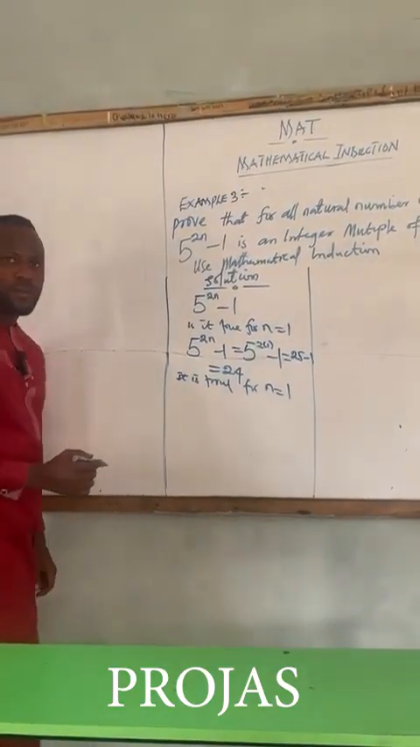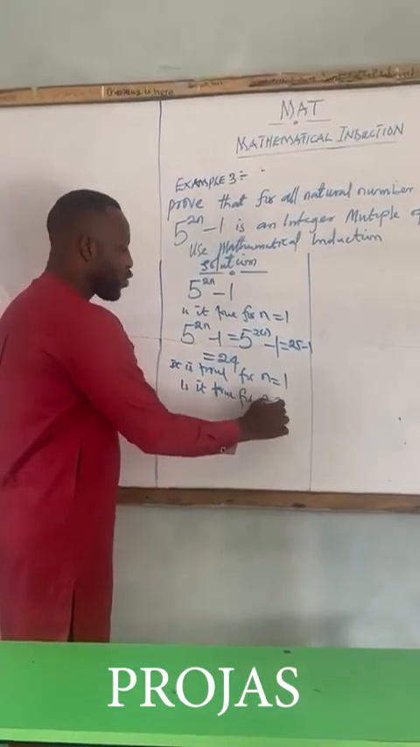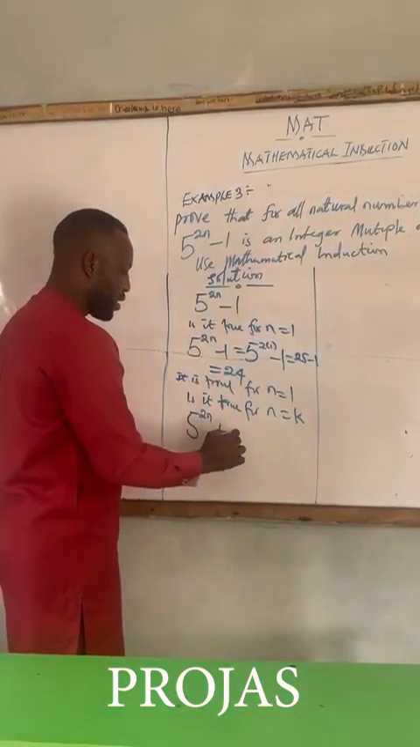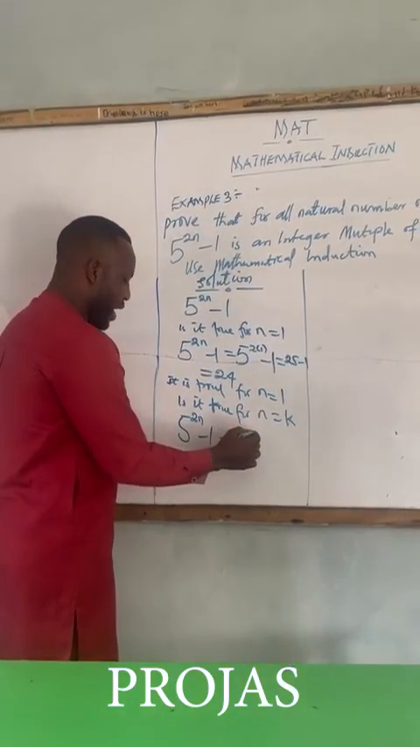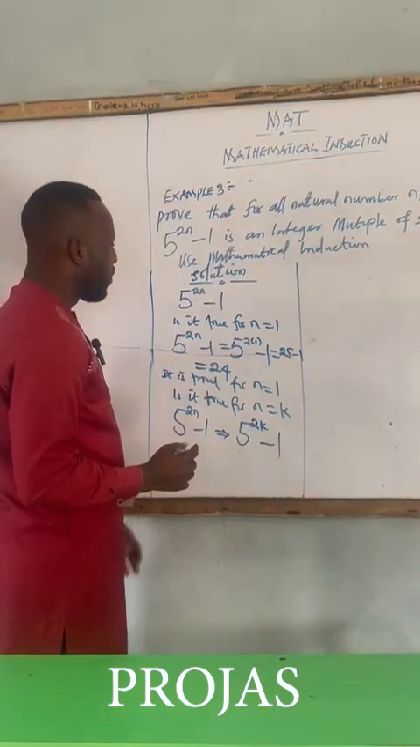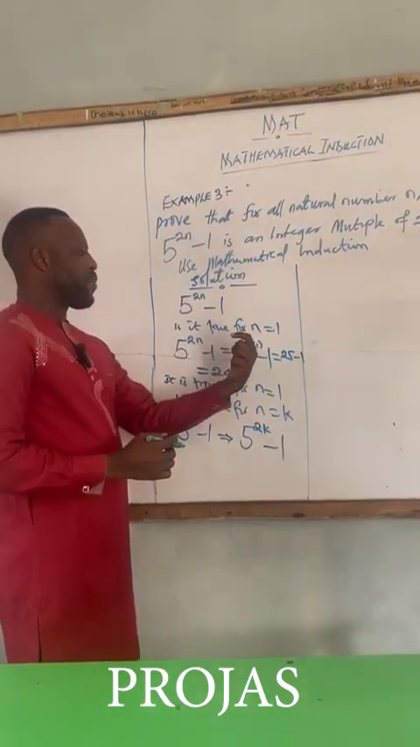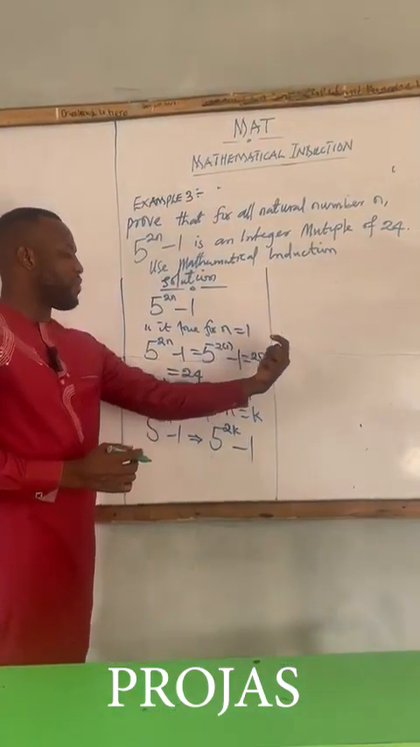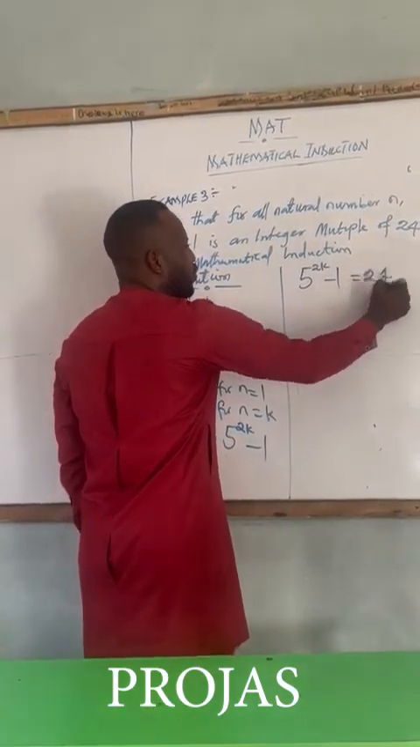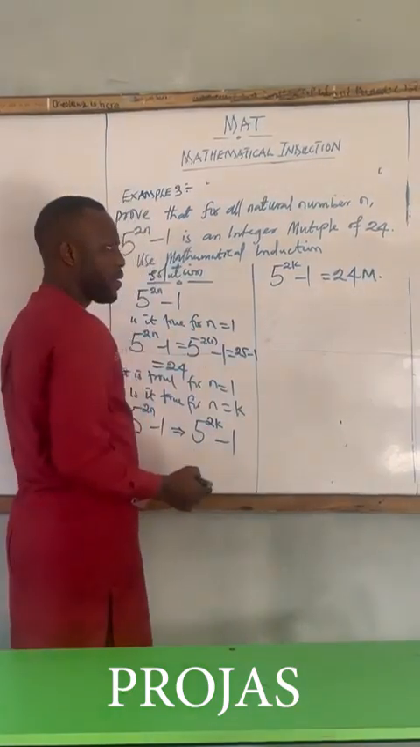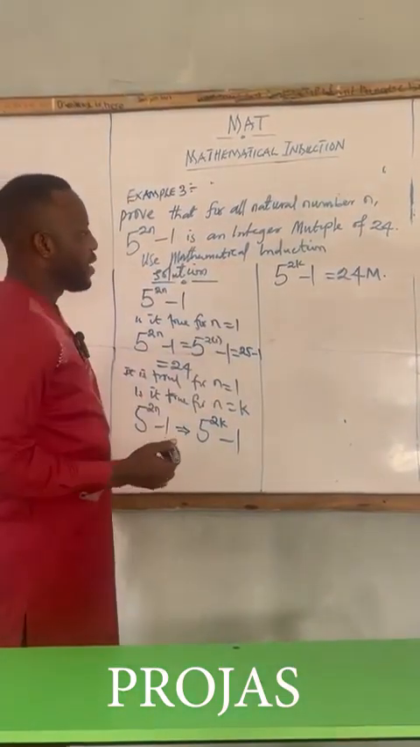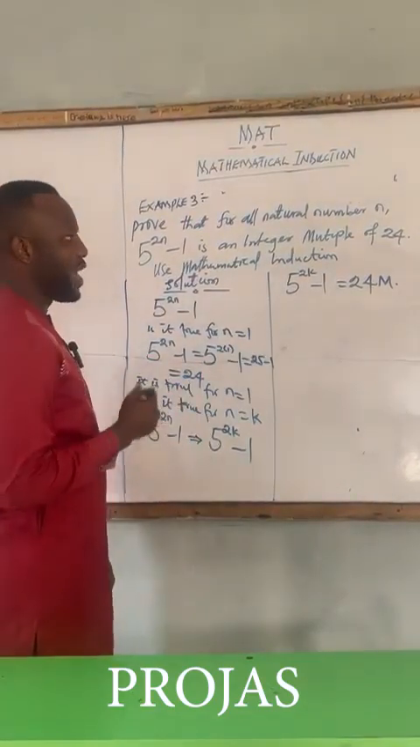Now the second step, true for n equal to k. So our mathematical expression, which is 5 raised to power 2n minus 1, will now be the same thing as 5 raised to power 2k minus 1. Whenever we have n, we say it is k. But since we have 5 raised to power 2 into 1 minus 1 equals 25 minus 1, which is 24, we can as well say that this 5 raised to power 2k minus 1 is equal to a multiple of 24. That is 24 multiplied by m, where m is a positive integer that is greater than 0.